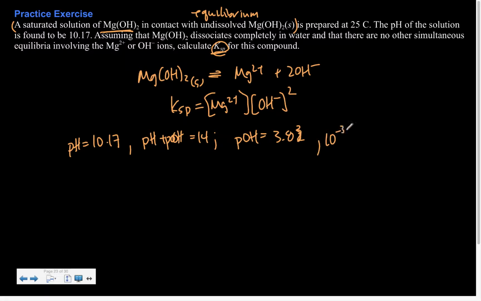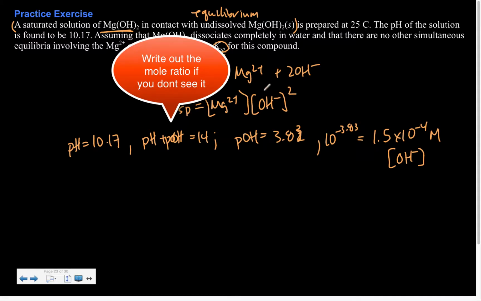Now, what can I do with this? 10 to the negative 3.83 is going to give me my hydroxide ion concentration. So it's going to give us something along the lines of 1.5 times 10 to the negative 4 molar. So I know that this is my concentration of hydroxide ion. Let's think about what that means. If this is the concentration of hydroxide ions, and I know that all of these ions came from here, what does that mean about the concentration of magnesium ions? It's half that.